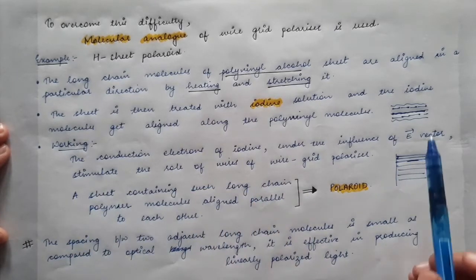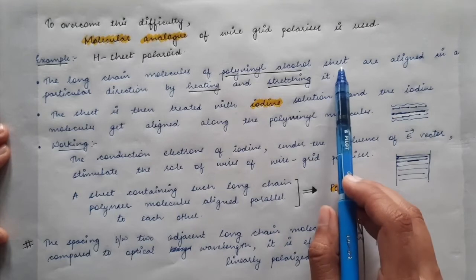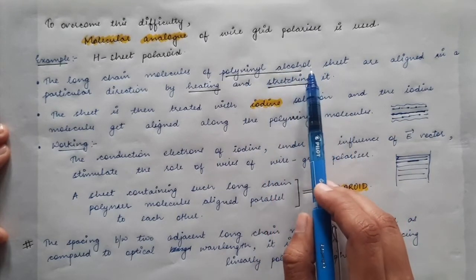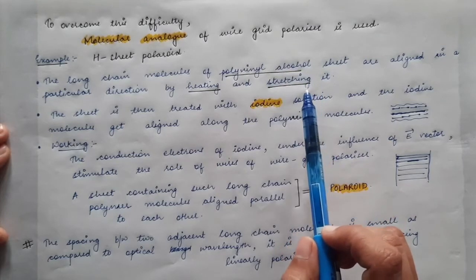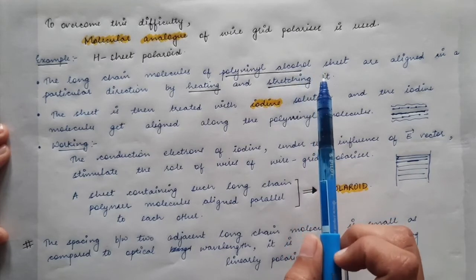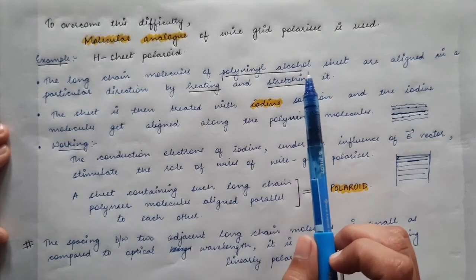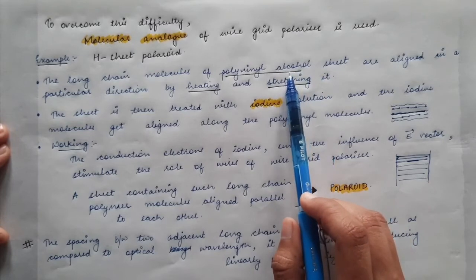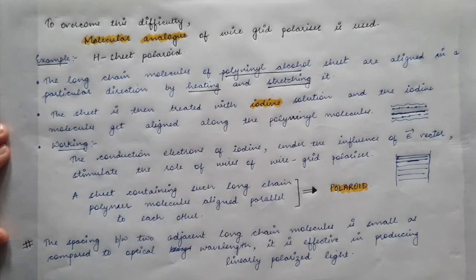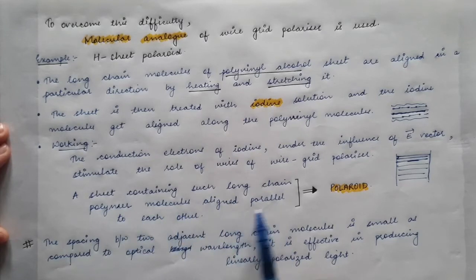And this is because we are using the molecular analog. We are taking a sheet which consists of polyvinyl alcohol molecules, and these molecules are very closely spaced. The spacing between these molecules is very small as compared to the normal wire grid polarizer which we discussed just now. So this H-sheet polaroid, or the molecular analog, overcomes the disadvantage of the normal wire grid polarizer.